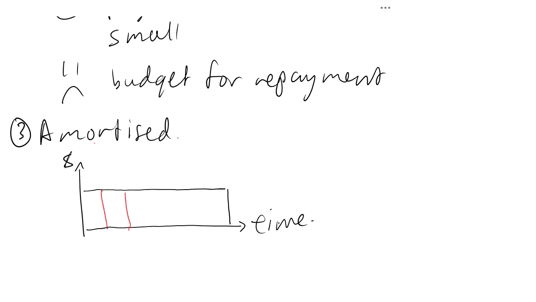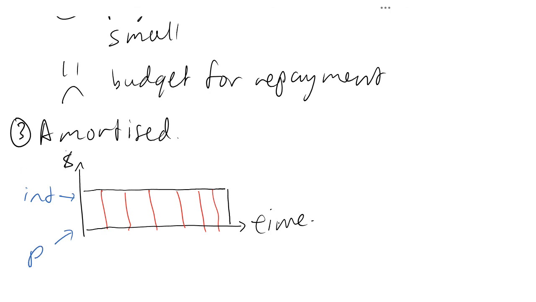So in an amortized loan, there are many payments, and all payments are of equal amounts, or you can say that each installment is of equal amount. Each installment further comprises two components: one component for interest, another component for the loan principal.